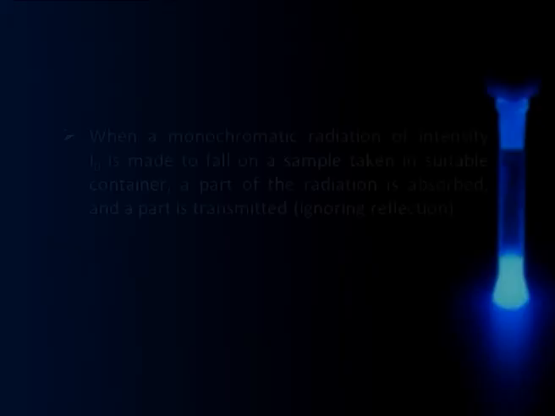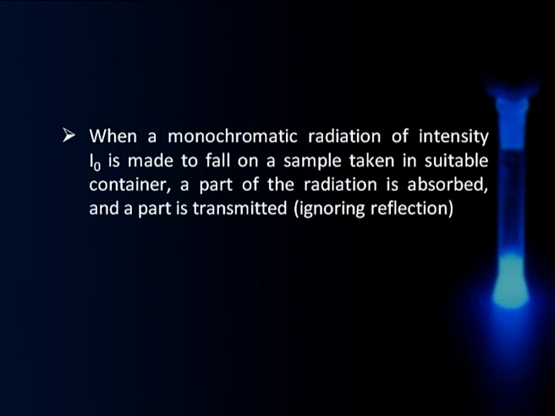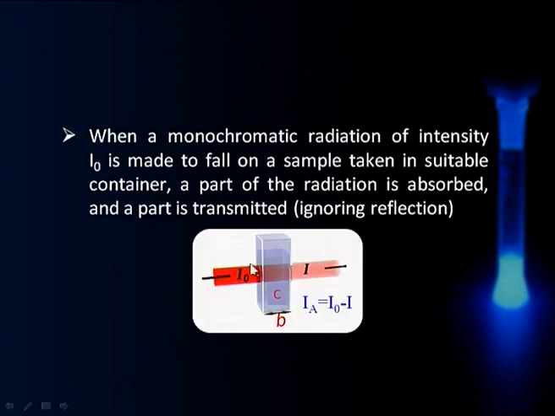So, that is the kind of units we use for energy absorbed or radiation absorbed. Now, suppose I take a monochromatic radiation of intensity I naught and make it fall on some sample taken in a suitable container. You have a cuvette wherein a certain sample of concentration C is there, and I am shining radiation having intensity I naught on it. Part of that gets absorbed by the system and the rest comes out as transmitted radiation.